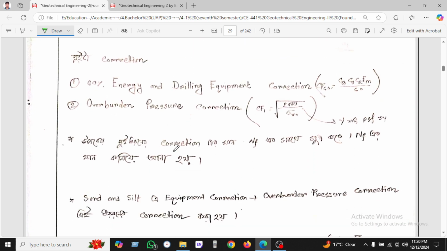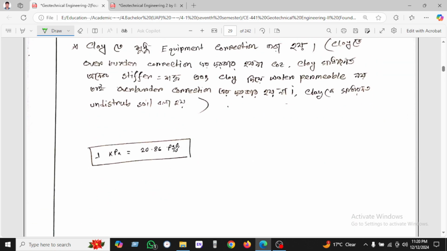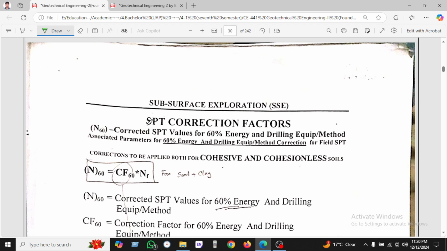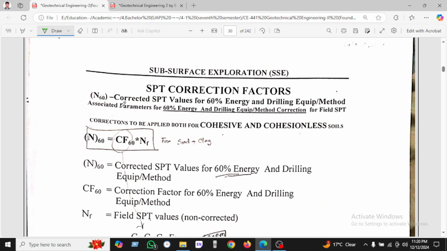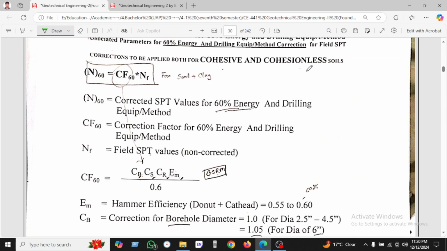Okay, we can see here another is 1 kPa = 20.86 psf. So this is an example given. The SPT correction factor N60 is the corrected SPT value for 60% energy and the drilling equipment method, the associated parameter being 60% energy and drilling equipment correction for field SPT. The corrected value is N60 = CF60 × NF.